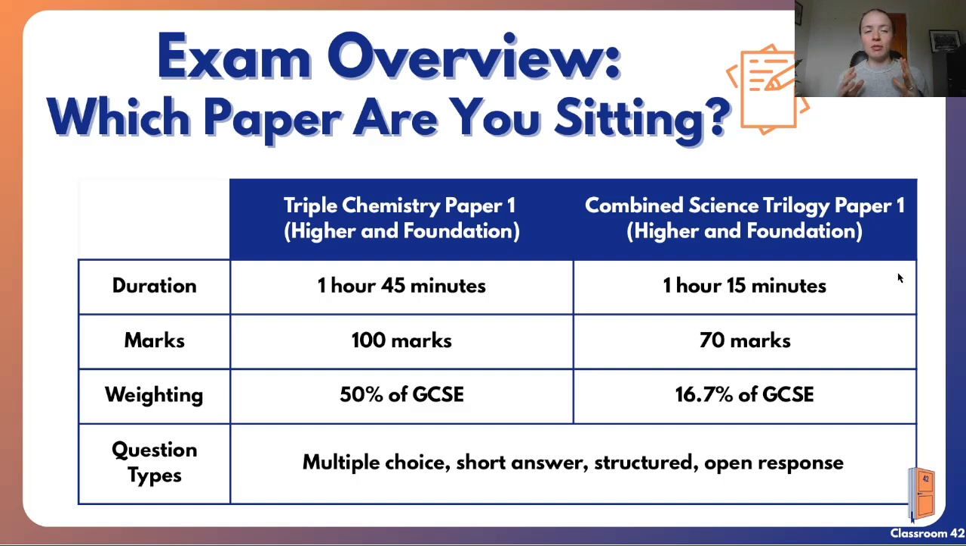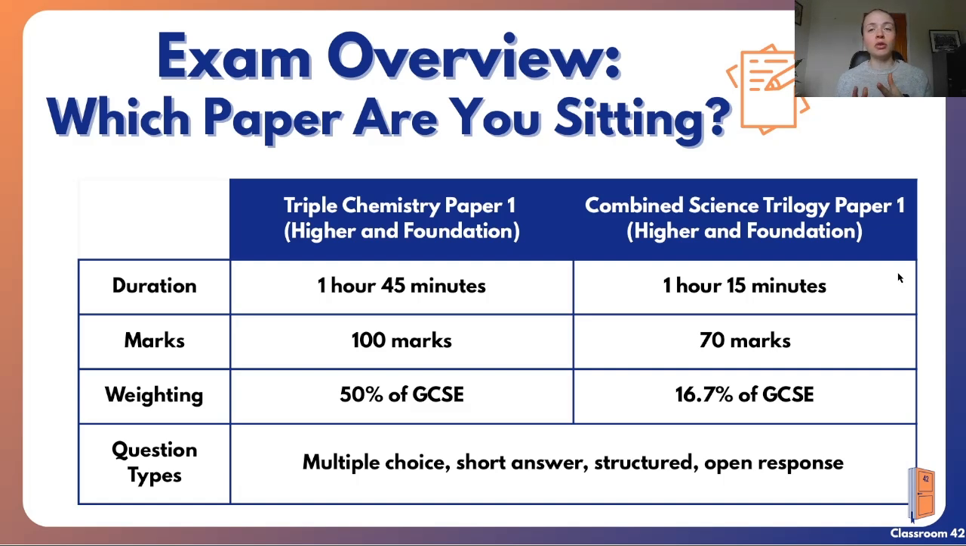it's really important that you make sure you know which paper you're sitting. If you are a triple science student, you will be doing your first paper, which will be 1 hour and 45 minutes and is worth 100 marks, and this makes up about 50% of your GCSE.